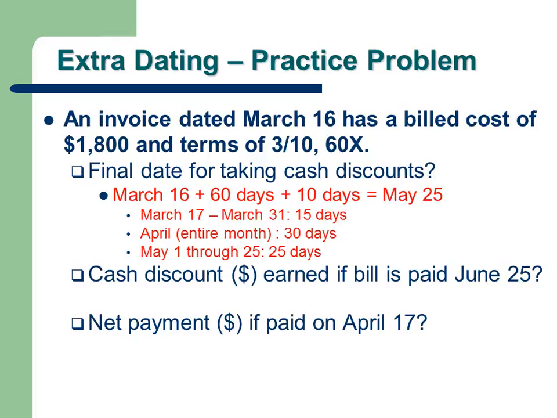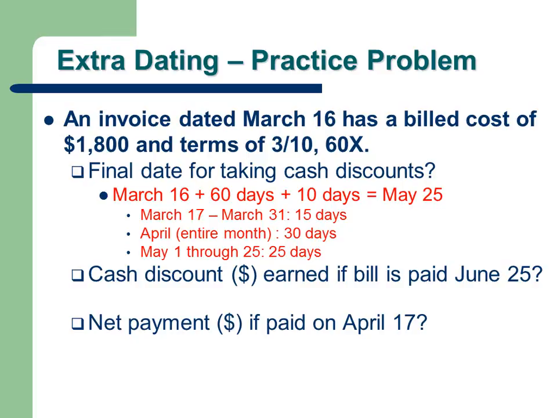All right, so let's take a look at the answer together. The first question asked when is the final date for taking cash discounts. We know that we have a total of 70 days for cash discount because we had the regular 10 days plus 60 extra days. So March 16 plus 70 days, if you do the calculation, will be May 25th.